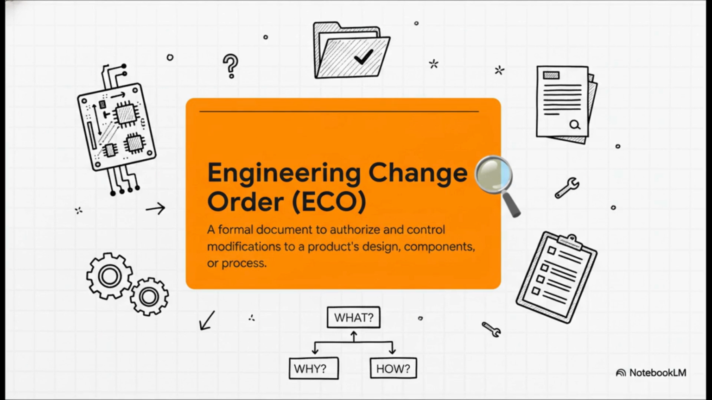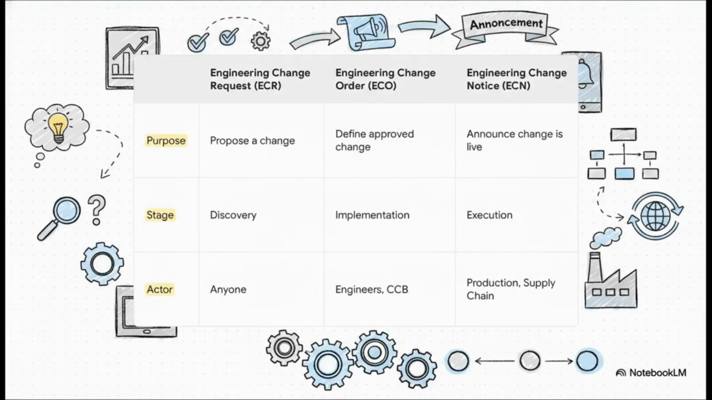It is the official way to control any modification to the design, the bill of materials, or even the manufacturing process itself. Now, it's super important to understand that an ECO doesn't just appear out of nowhere. It's part of a bigger cycle. It usually starts with an ECR, an engineering change request. That's the initial idea, hey, I think we should change this. If that idea gets the green light, it becomes the ECO, which is the detailed technical plan for making it happen. And finally, once the ECO is fully approved and ready to roll, an ECN, or Engineering Change Notice, goes out. That's basically the broadcast to everyone that says, okay, the change is official and it's live.